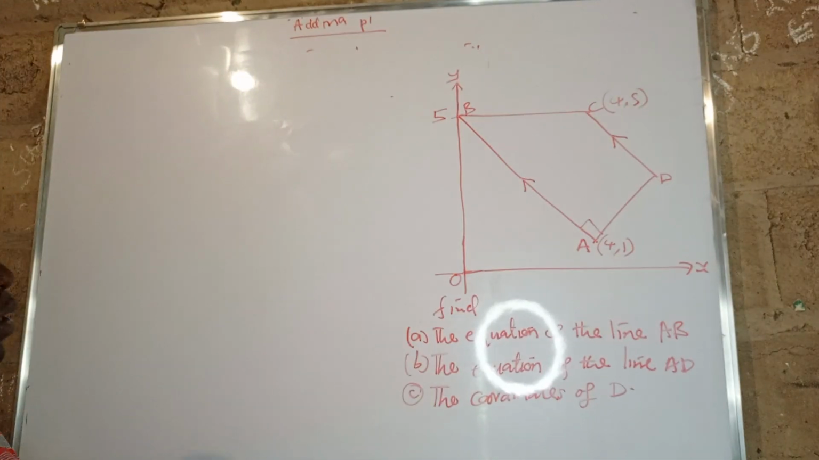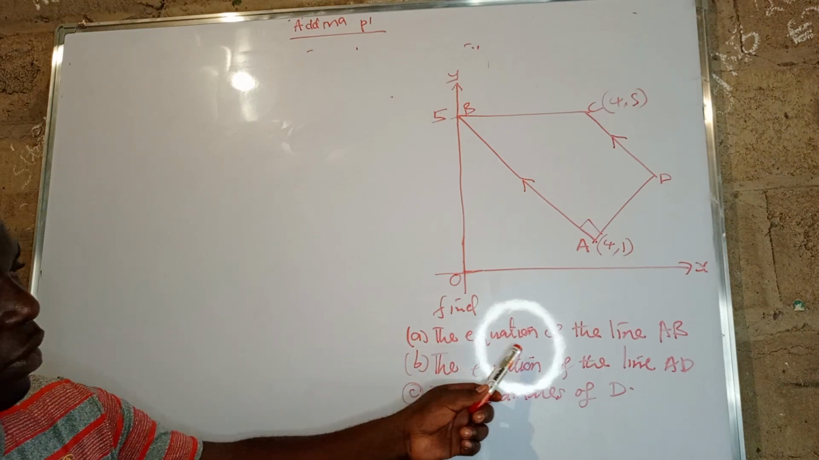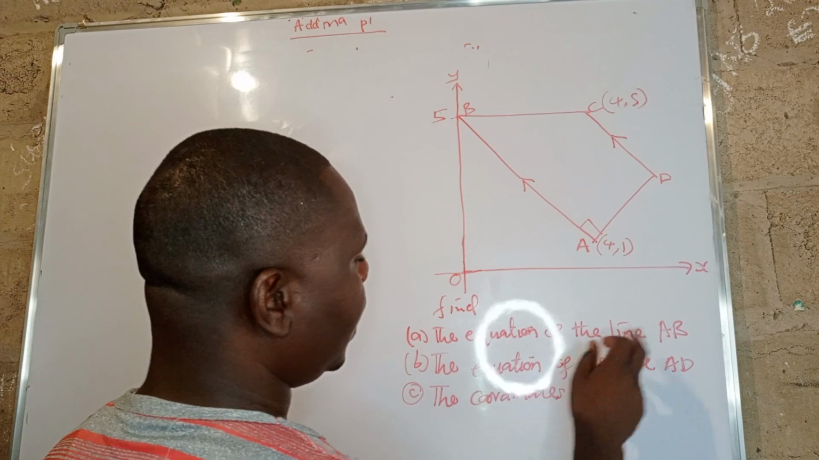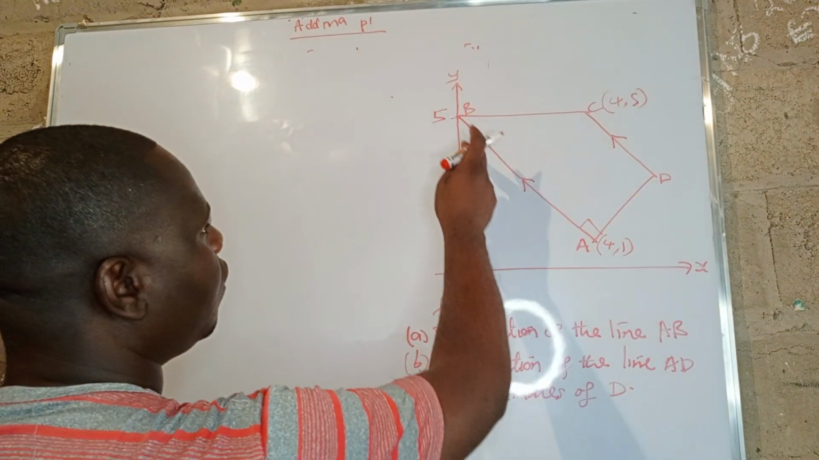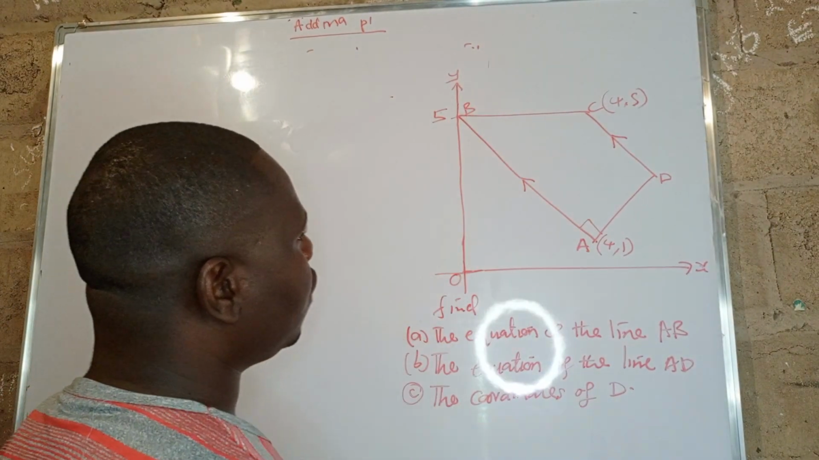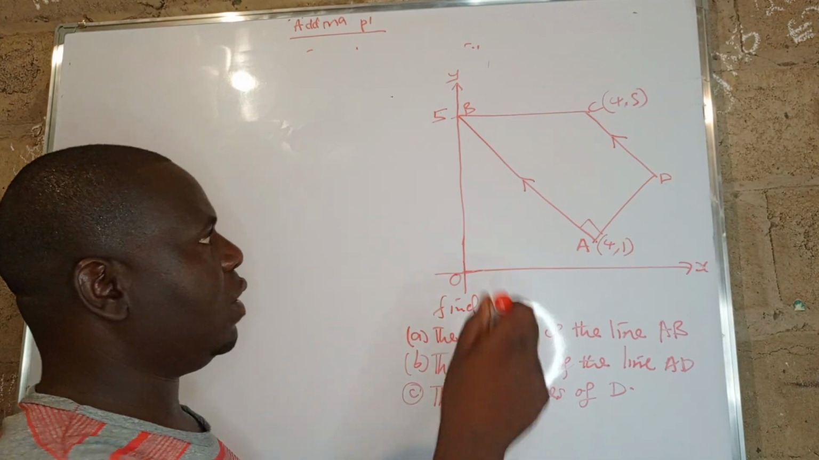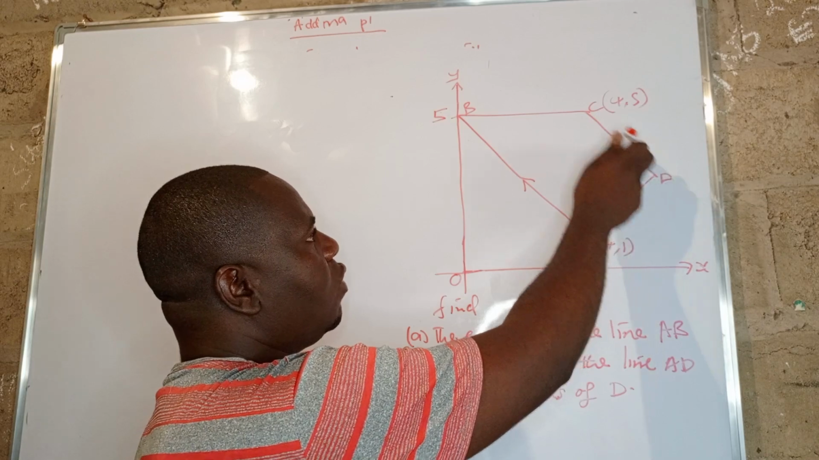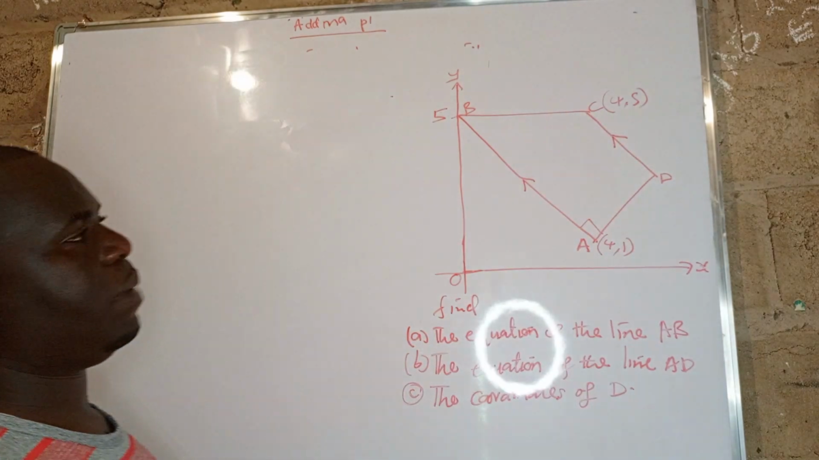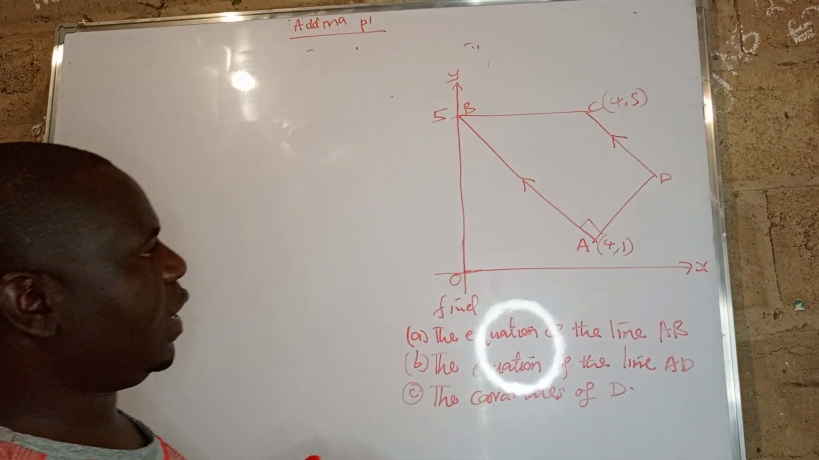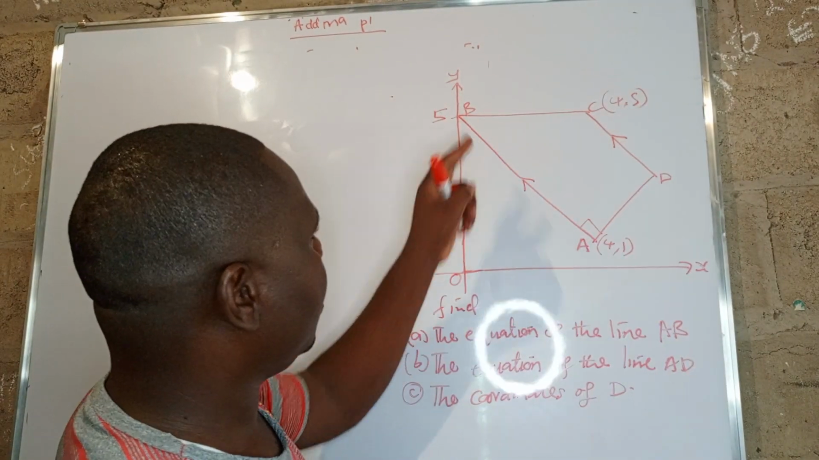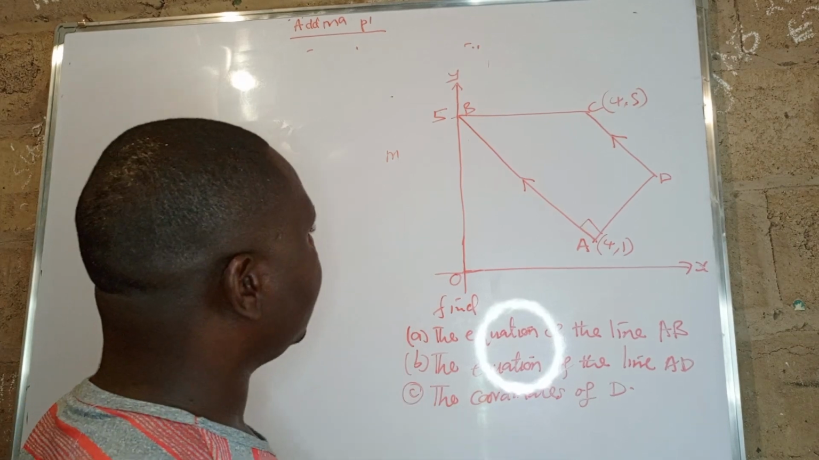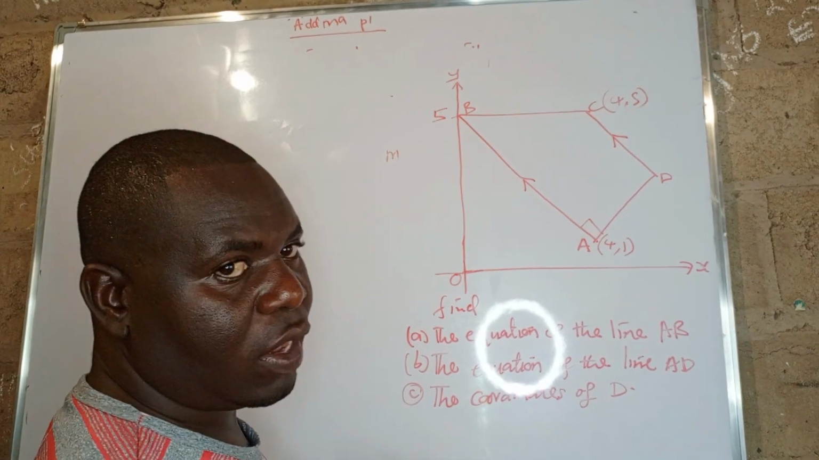So the first question says, find the equation of the line AB. So I want to find the equation of AB. As you can see, AB and DC, the lines are parallel. For us to find the equation of the line AB, first we need to find the gradient, which is m. Then from there we find the equation.